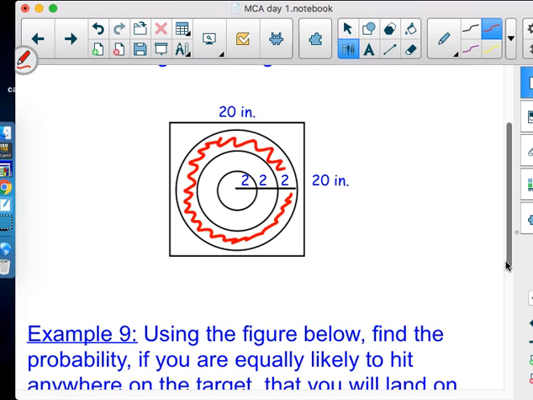Okay. So probability is what I want to happen. I want to hit that ring. That ring is two-dimensional. So I am talking about area. Do you remember area of a circle? How do we get that?